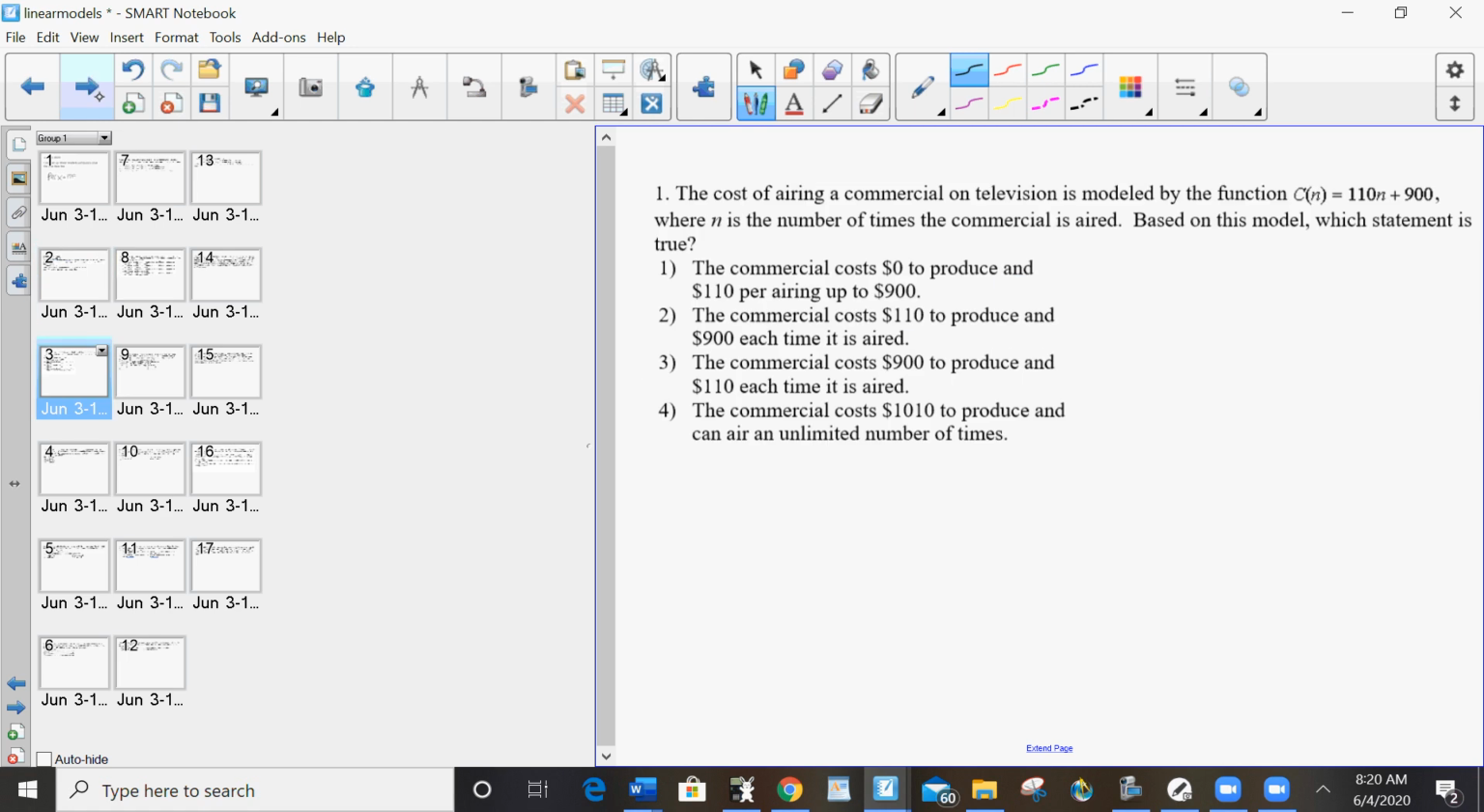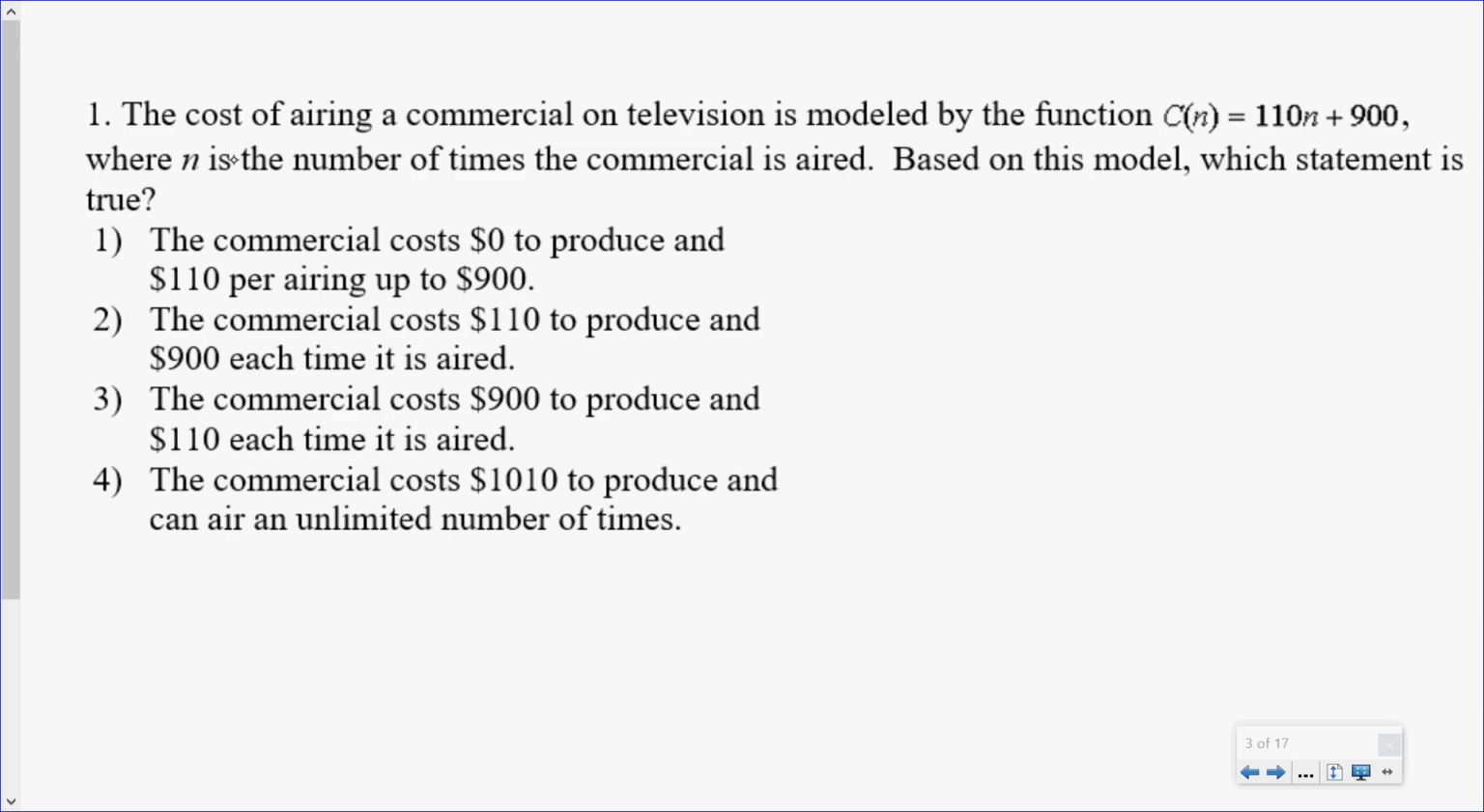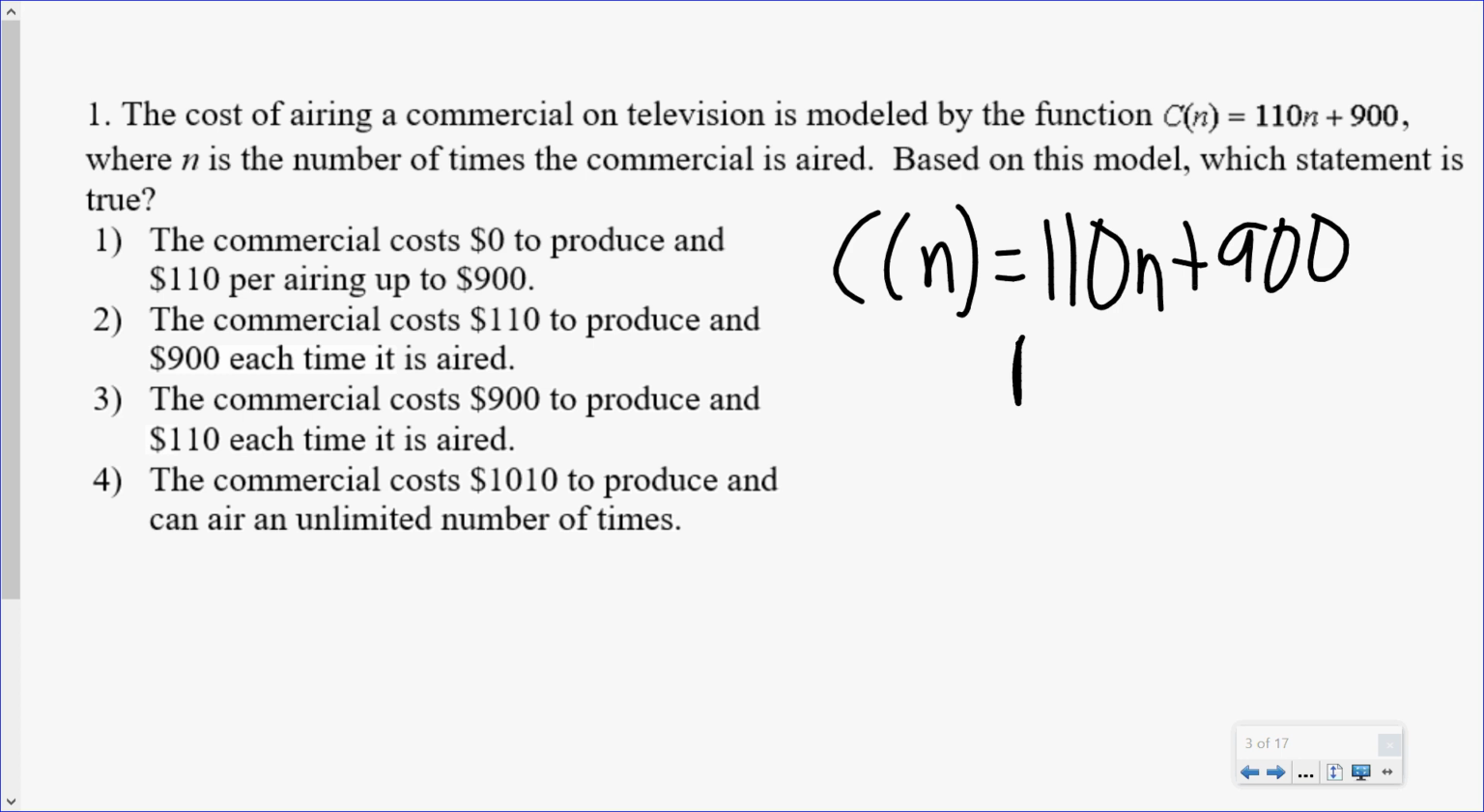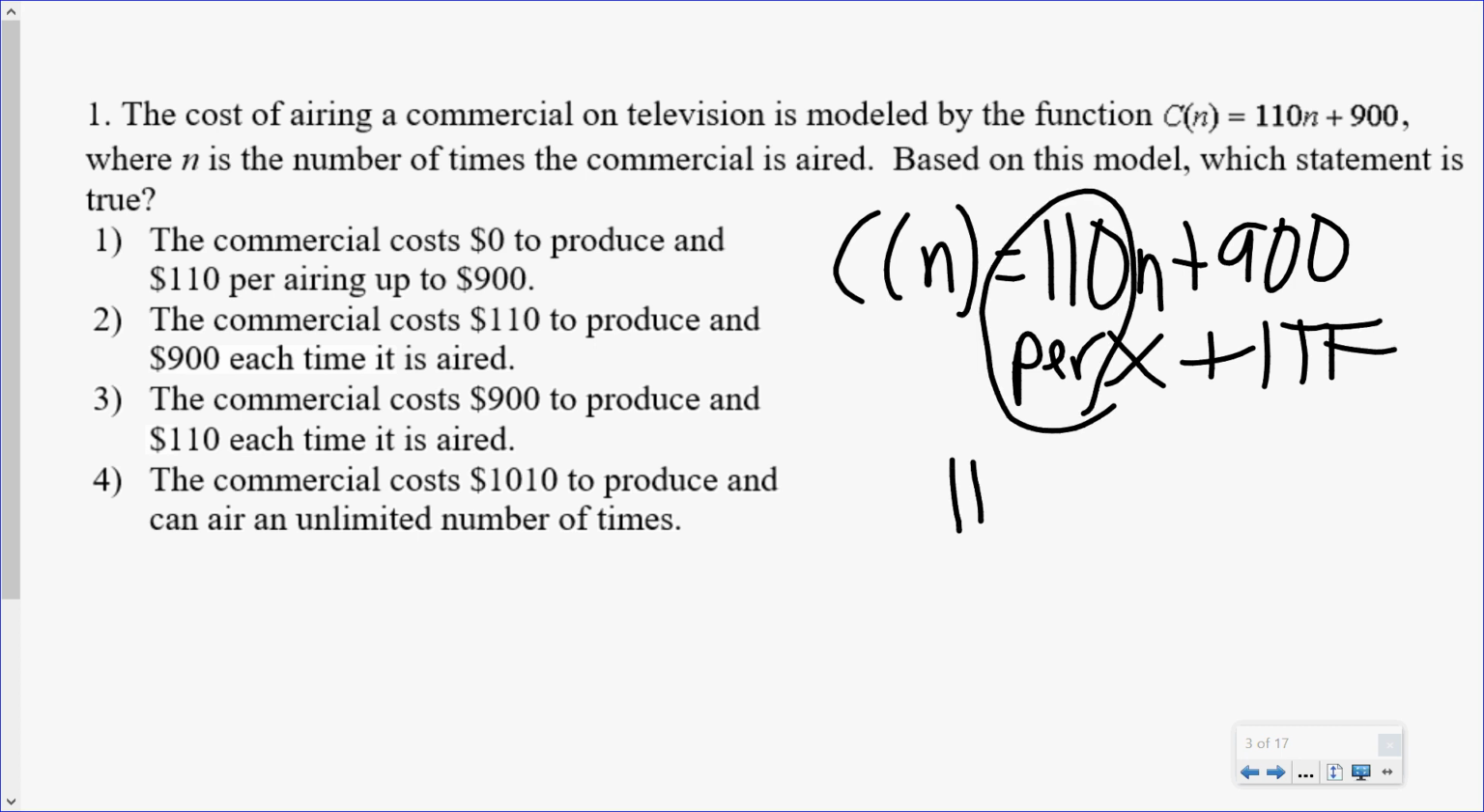The cost of airing a commercial on television is modeled by the function C of n equals. Based on this model, which statement is true? So I see C of n equals 110n plus 900. And I know when I see a linear equation, it's per x plus the one-time fee. So my 110 is my per, and my 900 is my one-time fee, or one-time amount.